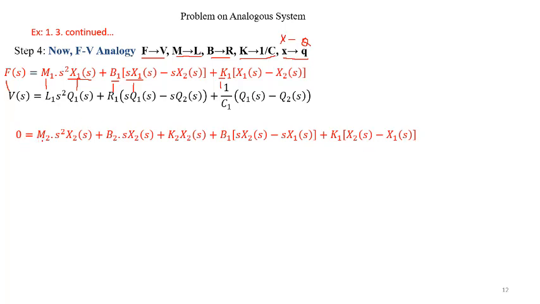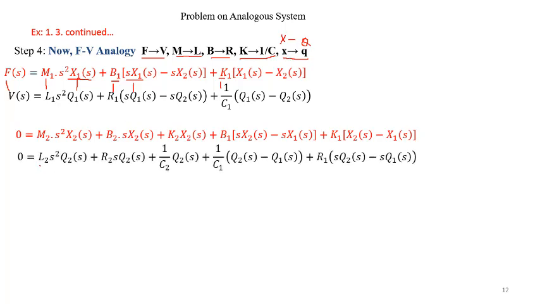So wherever we are having m, we are going to replace it by l. Here we don't have f, so it will be 0. B is replaced by r, c is replaced by 1 by c, k is replaced by 1 by c, and x is replaced by q. So what we get? We get this below equation: L2 s square Q2 of s, R2 s Q2 of s, 1 by C2 Q2 of s, plus 1 by C Q2 of s minus Q1 of s, and R1 s into Q2 of s minus s into Q1 of s. So this is equation 4a.